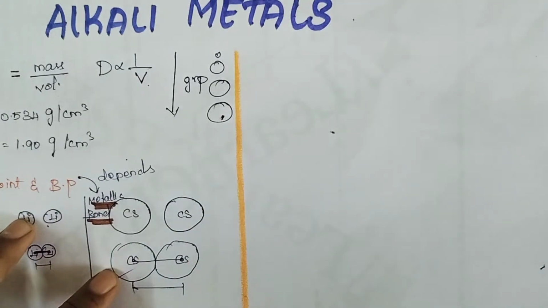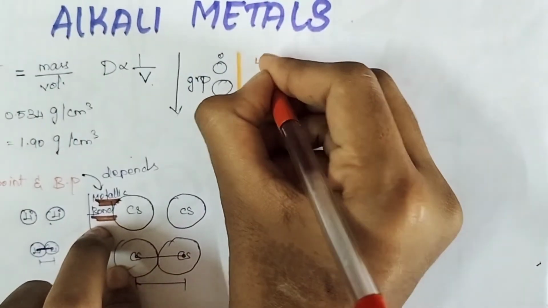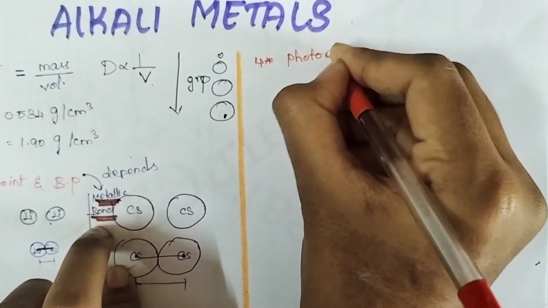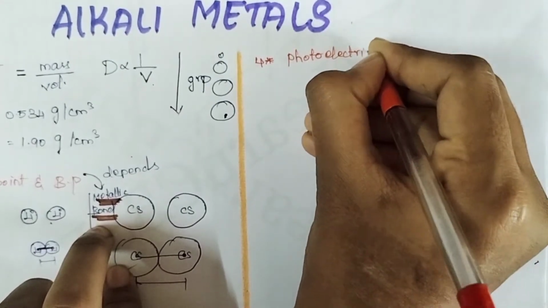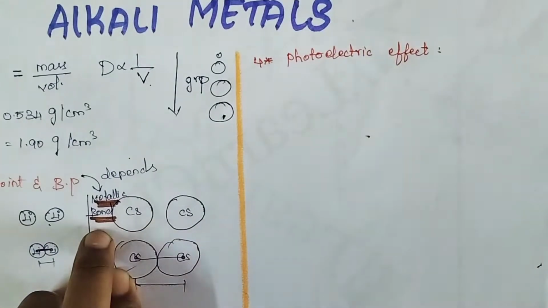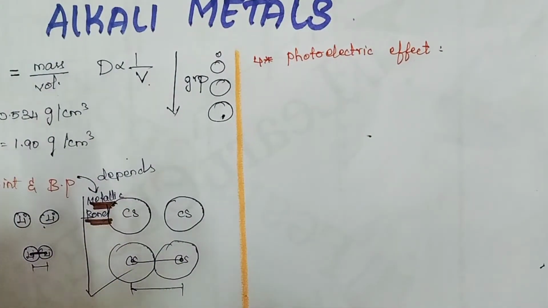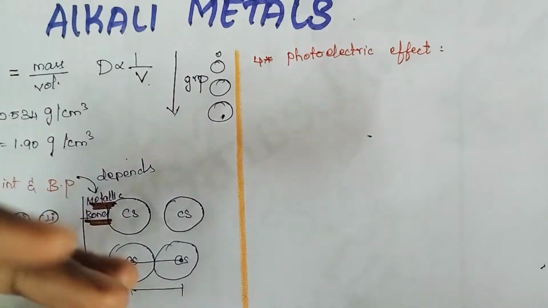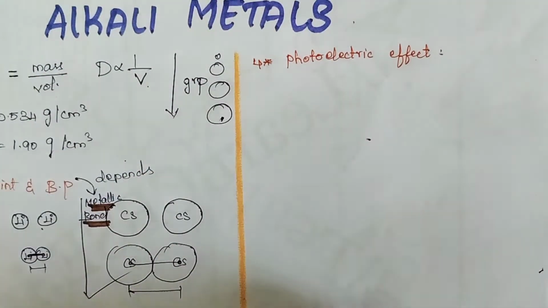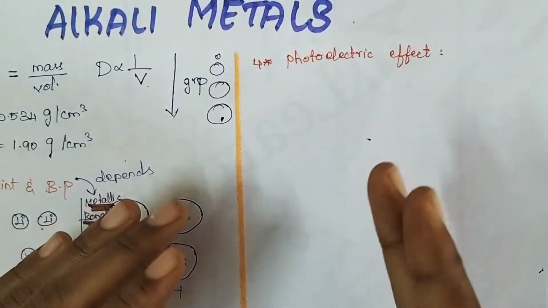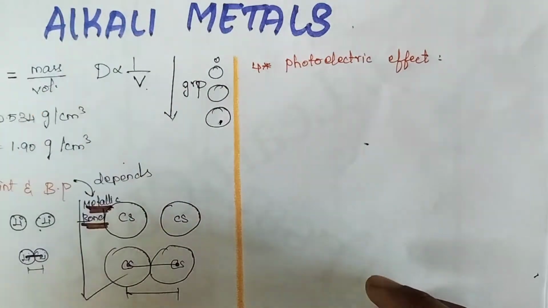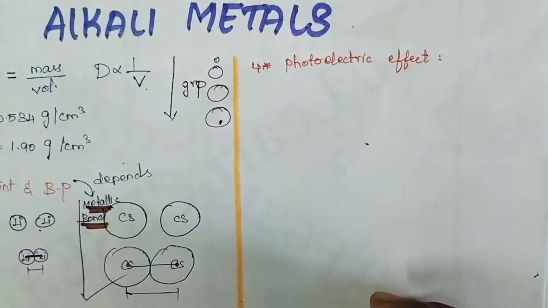Next point is the photoelectric effect, the fourth point. Are you clear with me? What is the photoelectric effect? Simple understanding: it is a phenomenon, a happening, that is the emission of electrons, the going of electrons from the surface by exposing it to visible light.